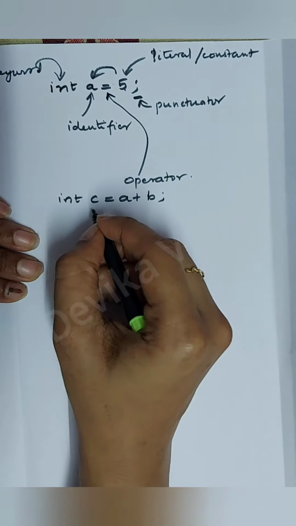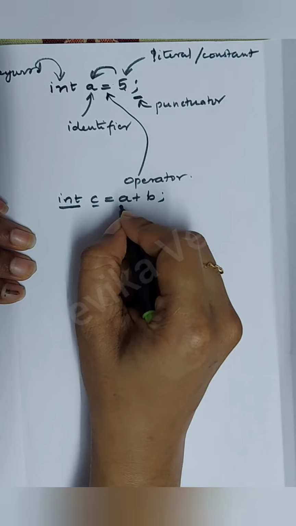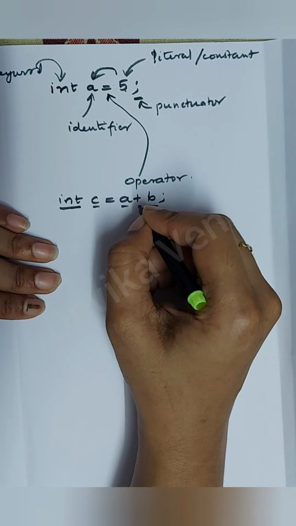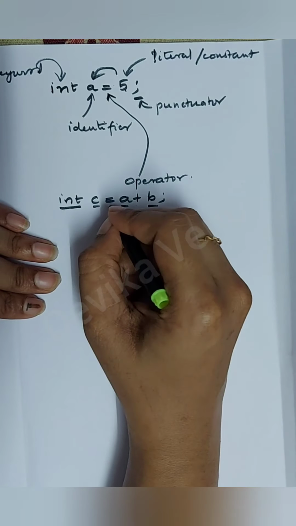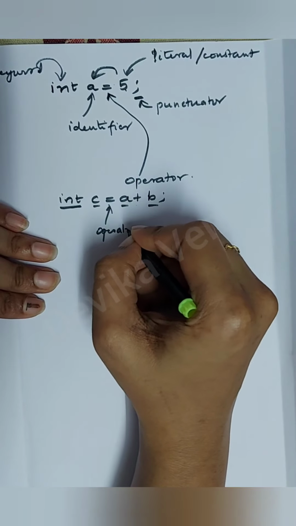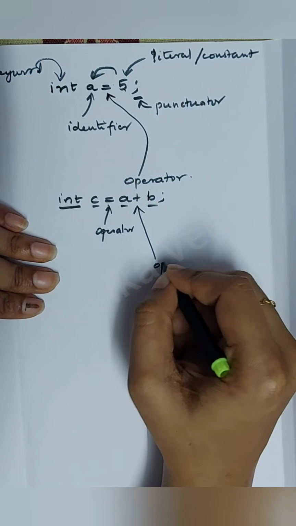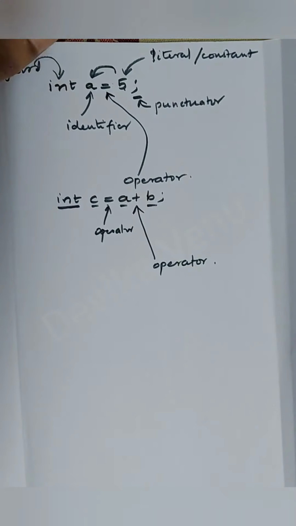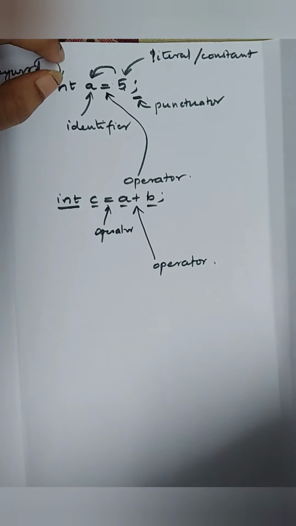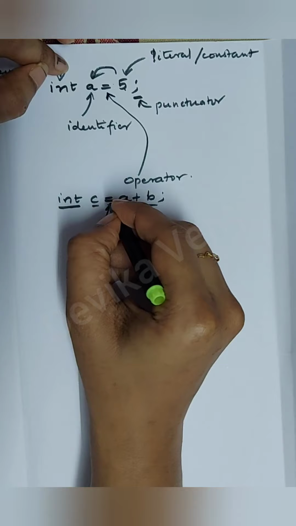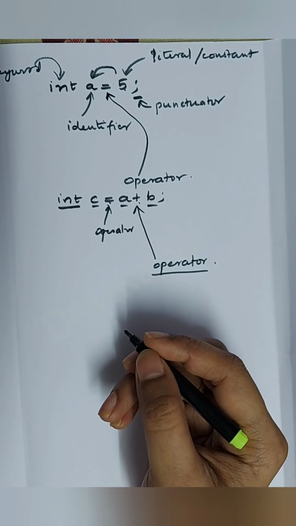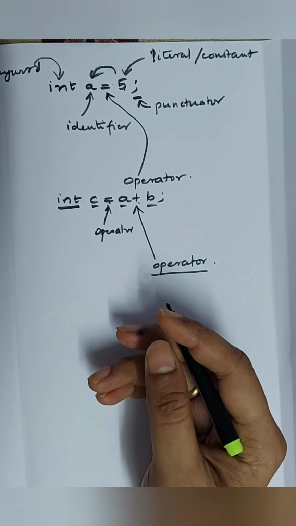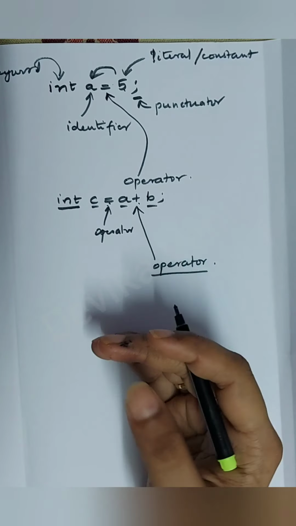Okay, so in this you know that int is a keyword, and c, a, b, these three are variables or identifiers. Then this equal to sign is an operator, and again this plus sign is an operator. So this is an arithmetic operator. Okay, so this is an assignment operator, this is an arithmetic operator. There are various types of operators also. Just like I said before, in the coming sessions we will see what the different operators are.